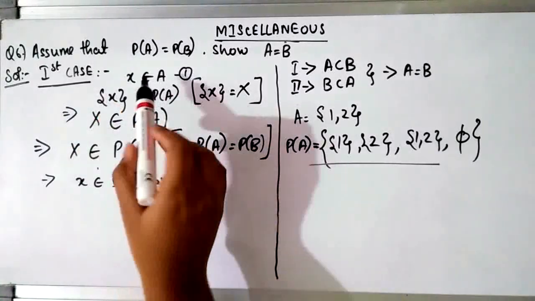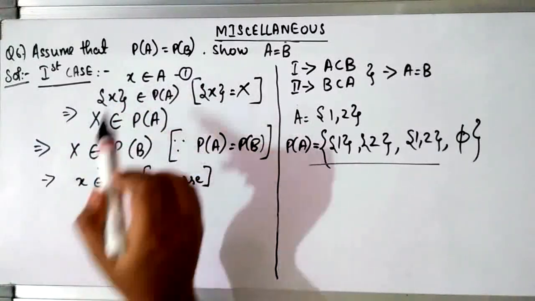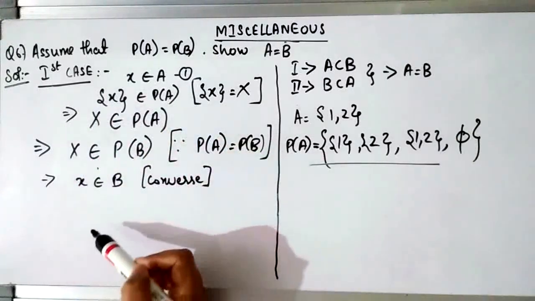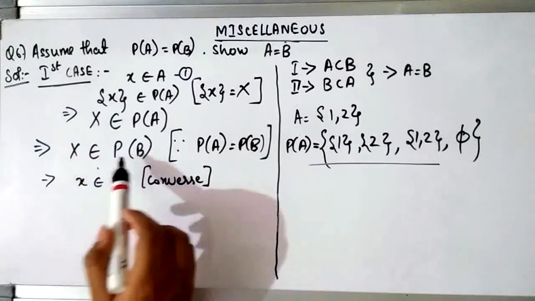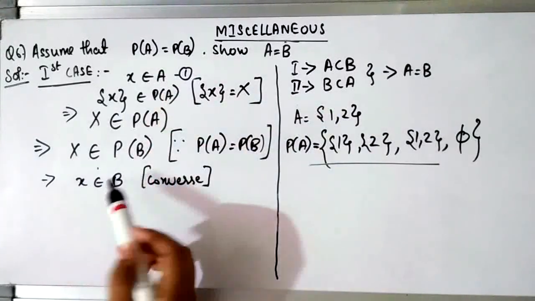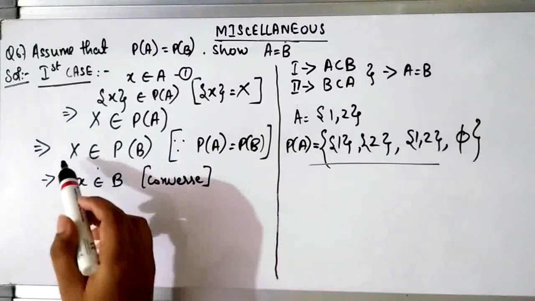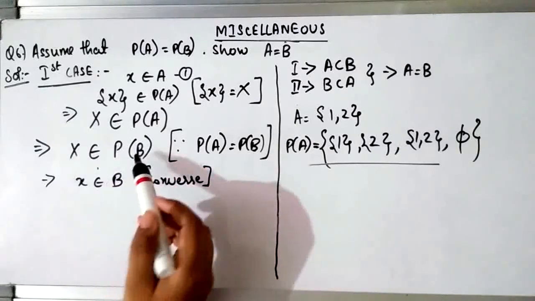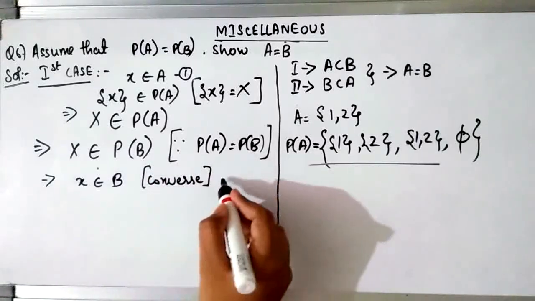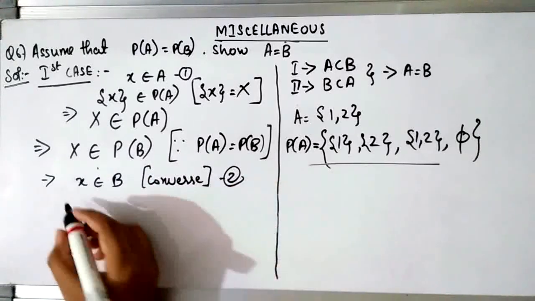Like in a previous one we said that small x belongs to A. So the capital X, that is nothing but its set, belongs to the power set of A. So when we do the converse of the previous one, we can say that the small x belongs to set B, right? Because the capital X belongs to the power set of B, so the small x will belong to set B. Okay. So this we will assume to be our second thing.